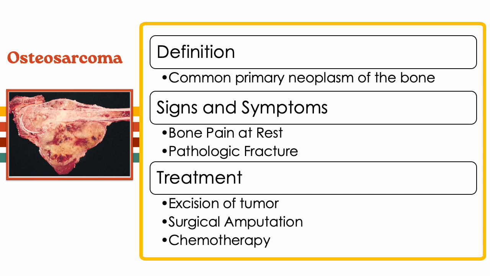But I do want to point out that you can have neoplasms in the bone. Signs and symptoms would be bone pain at rest, and you also see a lot of pathological fractures coming from osteosarcomas. The treatment, sometimes you have to excise the tumor or remove the actual tumorous tissue itself. You may have to do surgical amputation, and of course, radiation and chemotherapy are also indicated. You can have something called a chondrosarcoma, which is a sarcoma that arises from cartilage cells. And there are different variations of this.